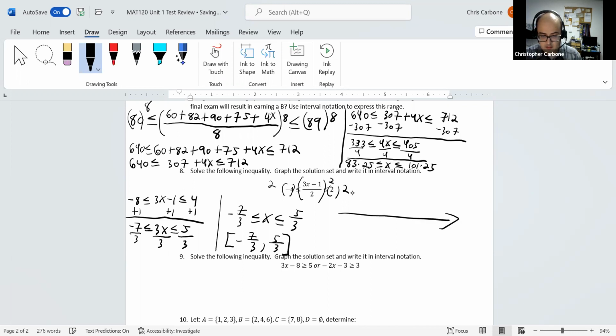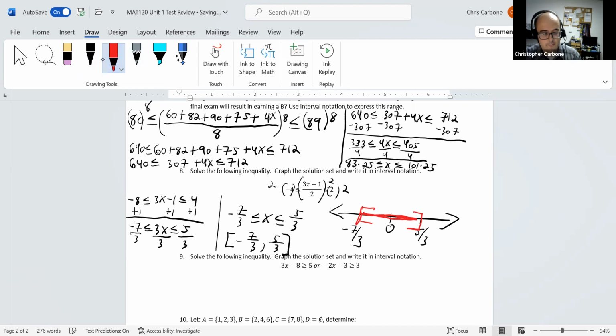And for the graph, 0 is here, let's say. 5/3 about here. -7/3 down here. And with brackets and shading here in the middle.